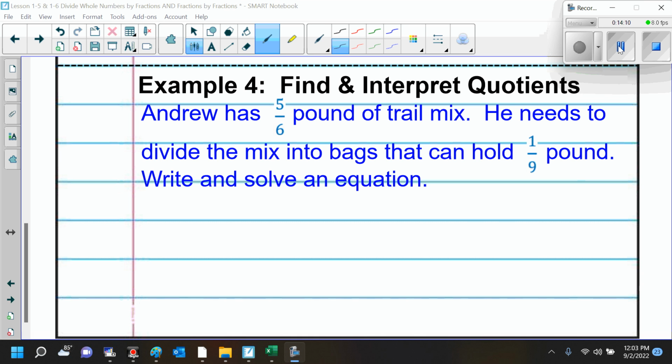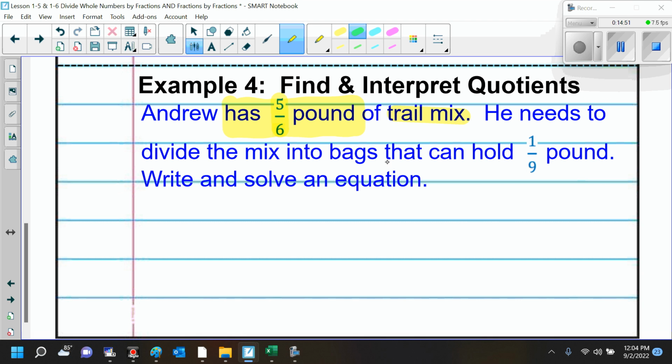Now, when we're doing the division, remember, we want to know how many pieces I can get out of another piece, right? We have to know what we are starting with. So when I look at this, are we starting with how much trail mix he has, or with the bags of trail mix? So we are starting with how many pounds of trail mix he has, right? That's important information. So he has 5/6 pounds of trail mix.